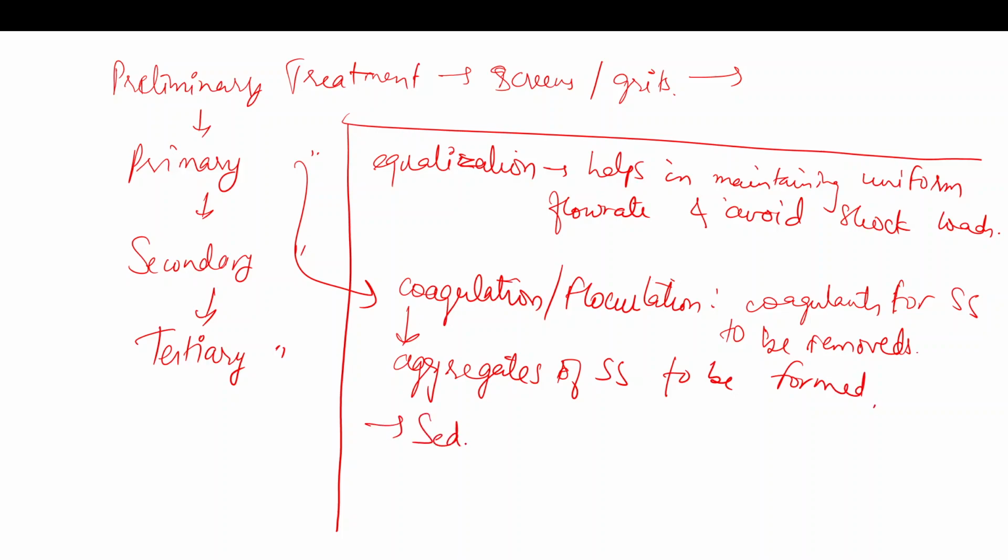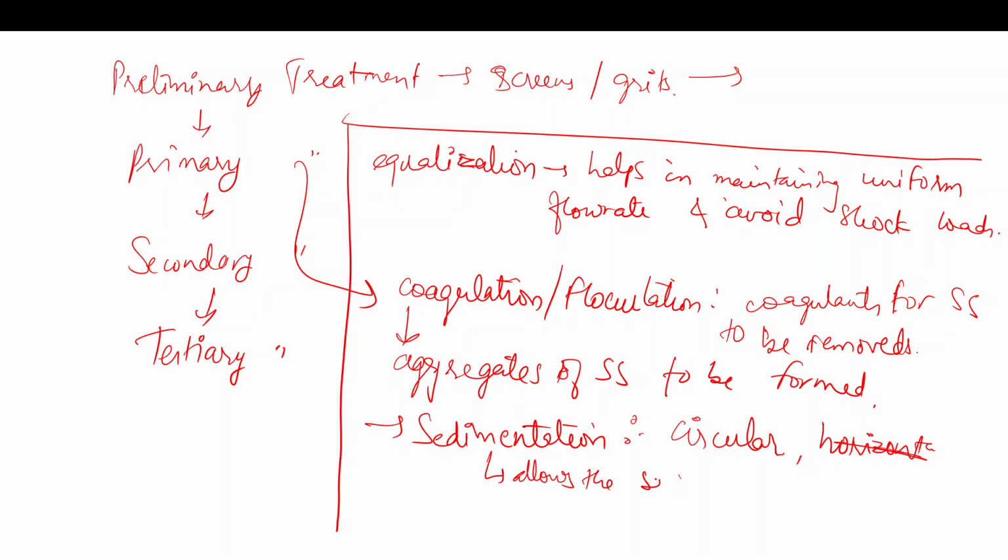So next is sedimentation. Once coagulation happens, you allow them to settle in a sedimentation tank, and it could have multiple geometries: circular sedimentation tank, horizontal, sorry, vertical, and so on. You provide gentle mixing and allow the suspended solids which have aggregated to settle down, right? So it allows the settling.